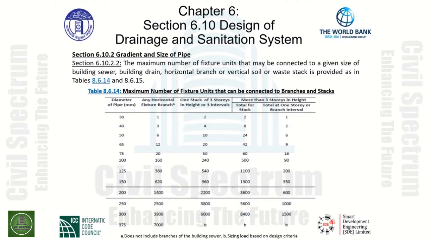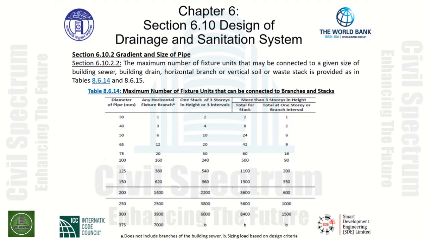Section 6.10.2.2 indicates a requirement: the maximum number of fixture units that may be connected to a given size of building sewer, building drain, horizontal branch, or vertical soil or waste stack is provided in Tables 8.6.14 and 8.6.15. Let's look at Table 8.6.14, titled Maximum Number of Fixture Units that can be connected to branches and stacks.